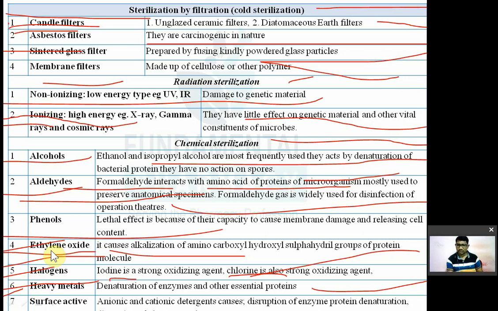So these surface active agents might be either cationic or anionic. Cationic, for example, benzalkonium chloride. Then again cetrimide is a cationic surfactant. It causes disruption of enzymes and protein denaturation. They cause disruption of the bacterial enzyme and also cause protein denaturation.